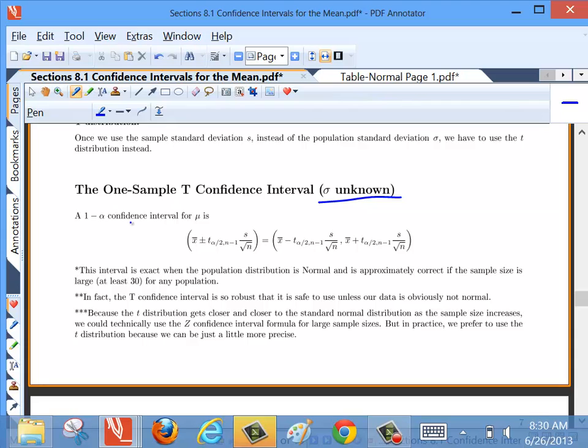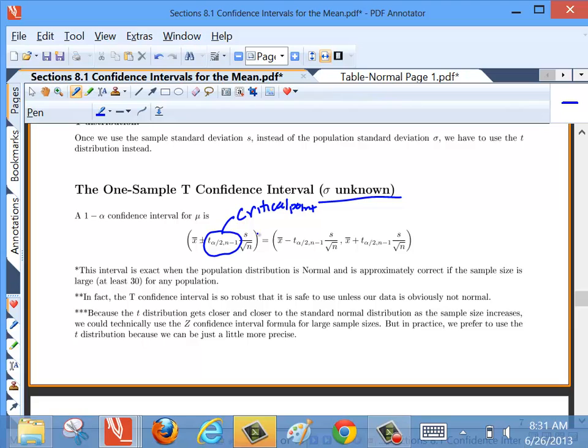Okay. So here's your confidence interval. X bar plus or minus, and this whole nasty looking symbol is just our critical point, and then it's s over the square root of n. Notice it looks very similar to our last formula, except I have a new symbol for critical point and I use an s instead of my sigma. Once again, this interval is going to be exact if our population is normally distributed or if my sample size is at least 30.